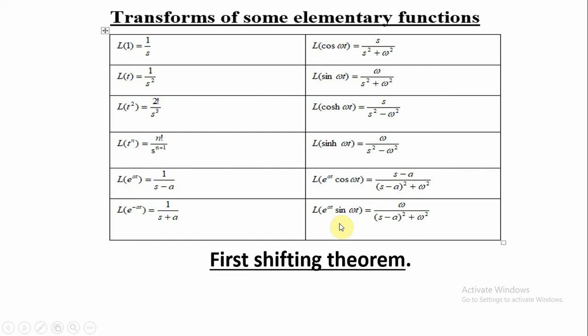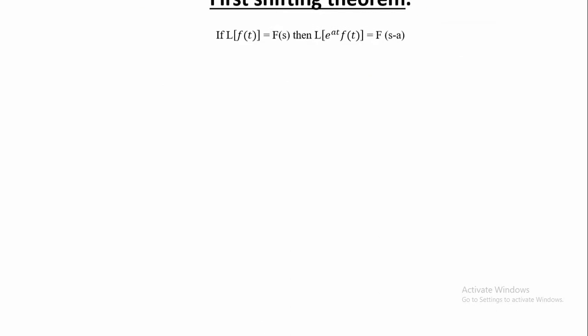Now we go to the next property, first shifting theorem. So if L of f of t, that means Laplace transform of f of t, equals F of s, then L of e raised to at f of t equals F of s minus a. So in order to find Laplace transform of e raised to at into f of t, first of all you find F of s, the Laplace transform of f of t. There you replace s by s minus a. So using these Laplace transforms of elementary functions and shifting theorem, we can do some problems.